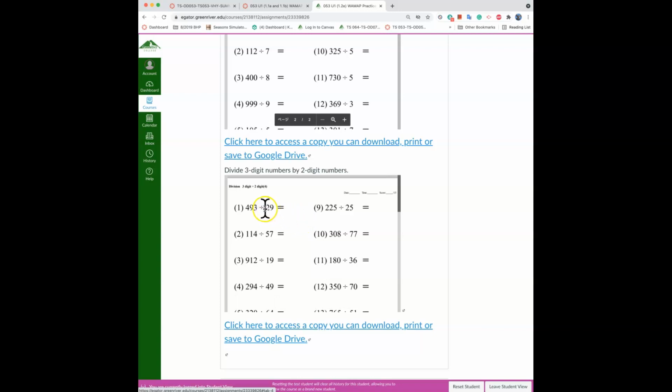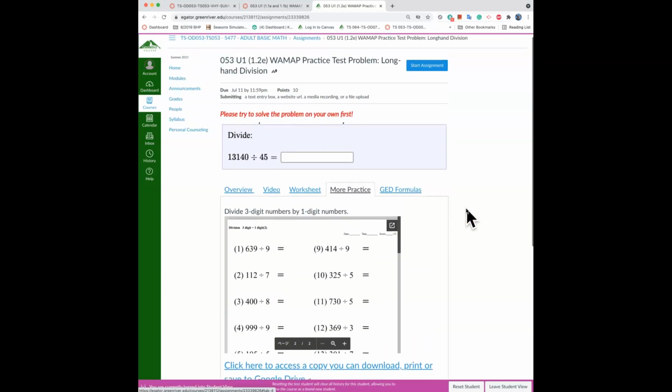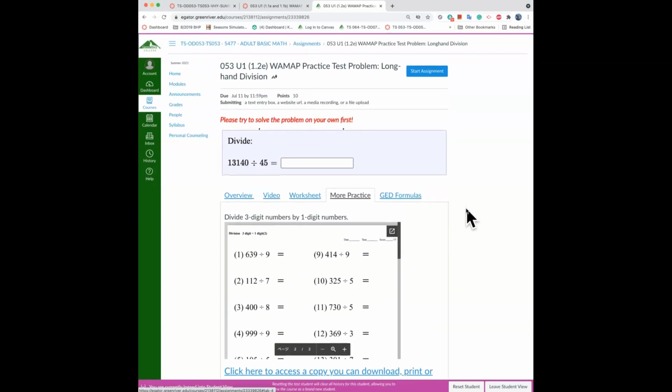And try to use the guesstimate method. So here we have 493 divided by 29. Think of this as 500 divided by 30. And so how many times would 3 go into 50? You can kind of do things like that with rounding. And that's one reason that WAMAP starts Unit 1 with rounding, so that you can say, okay, this is almost 50, and this is almost 13,000, based on our rounding rules. And then you can calculate how many times that will go in.